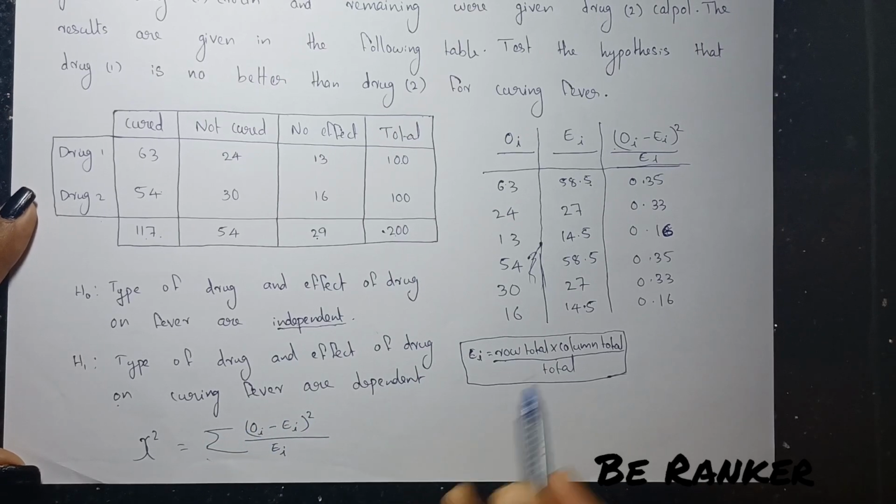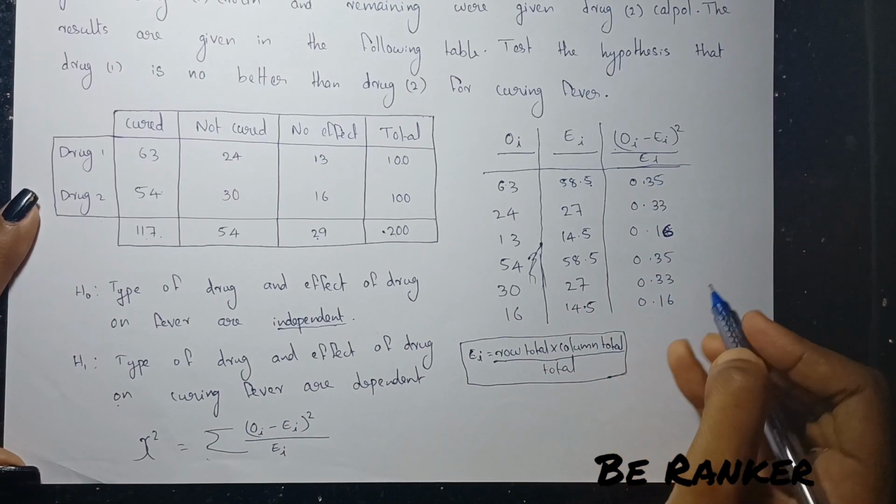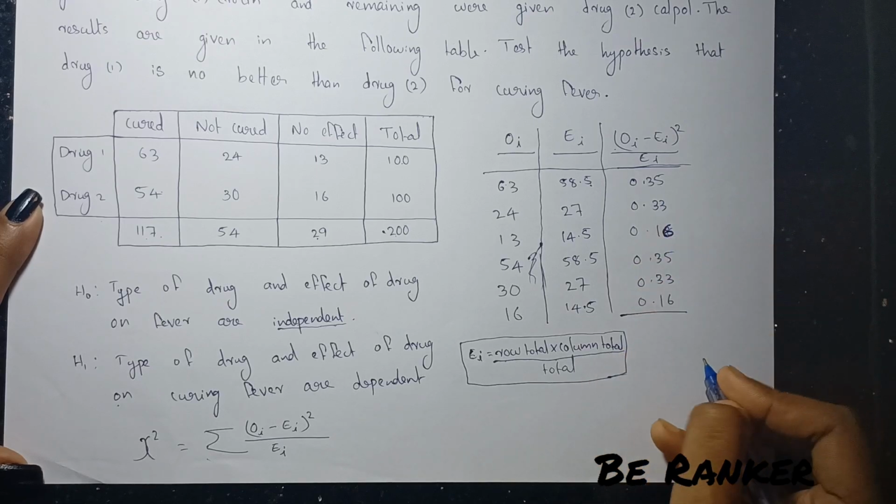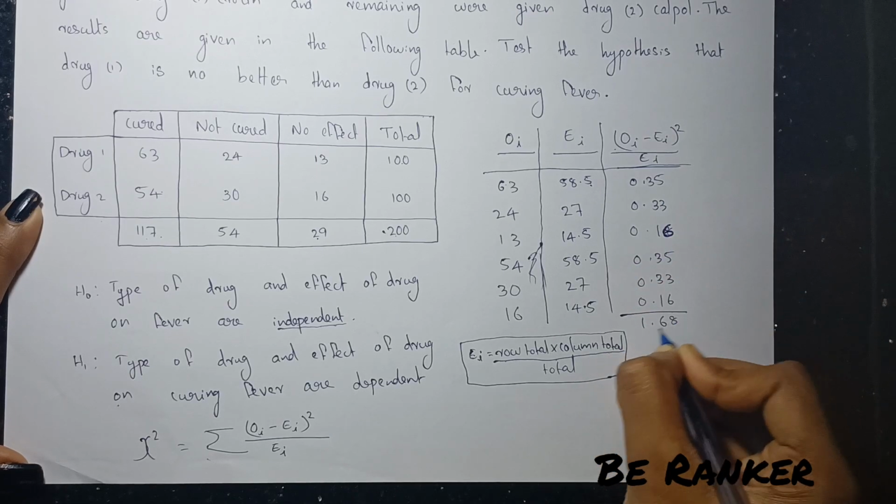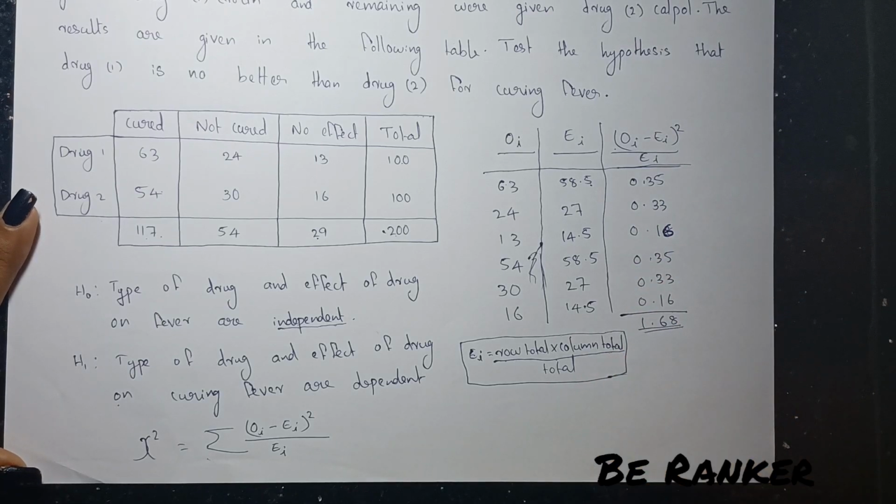For finding the test statistic chi-square, we want to find the sigma of these values, that is, the total of these values. The answer is 1.68. So this is the value of chi-square. Chi-square is equal to 1.68.